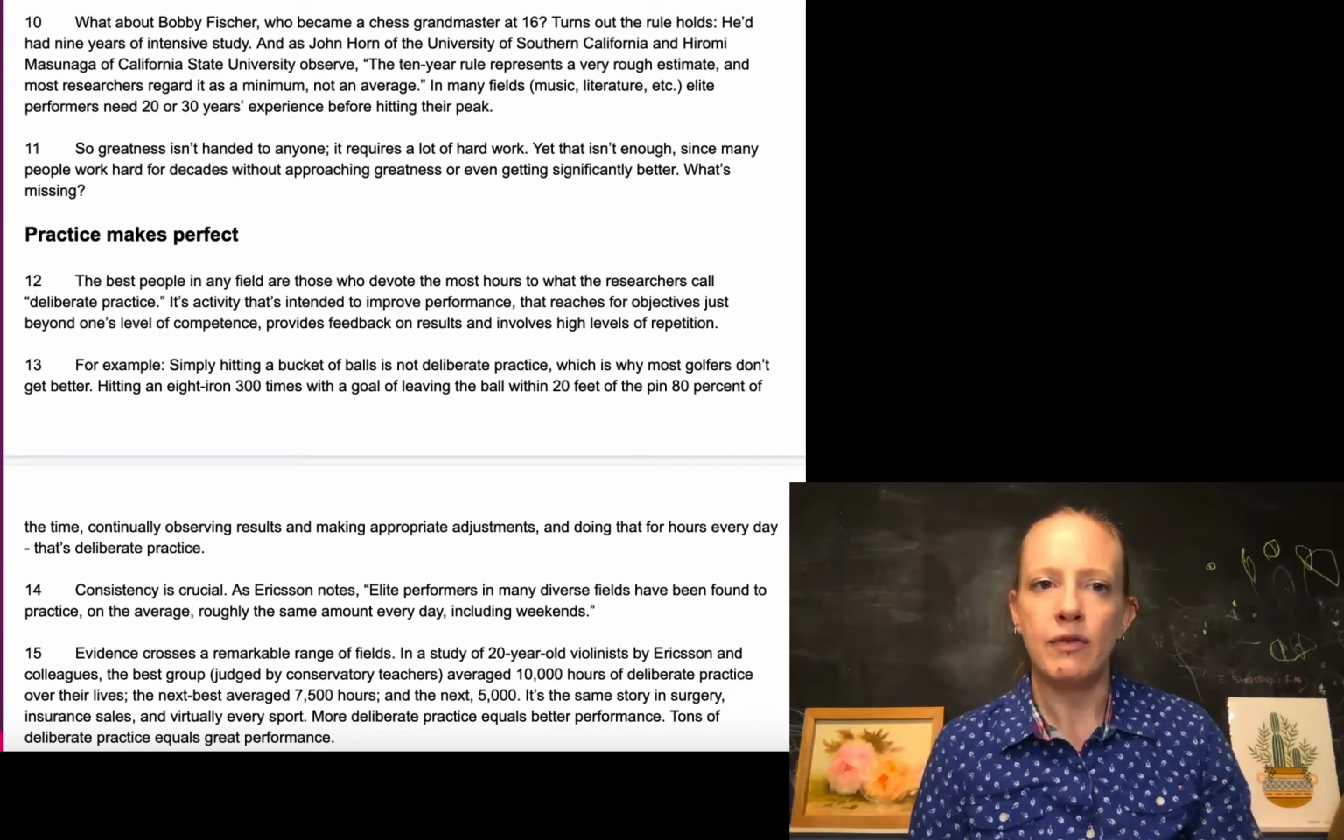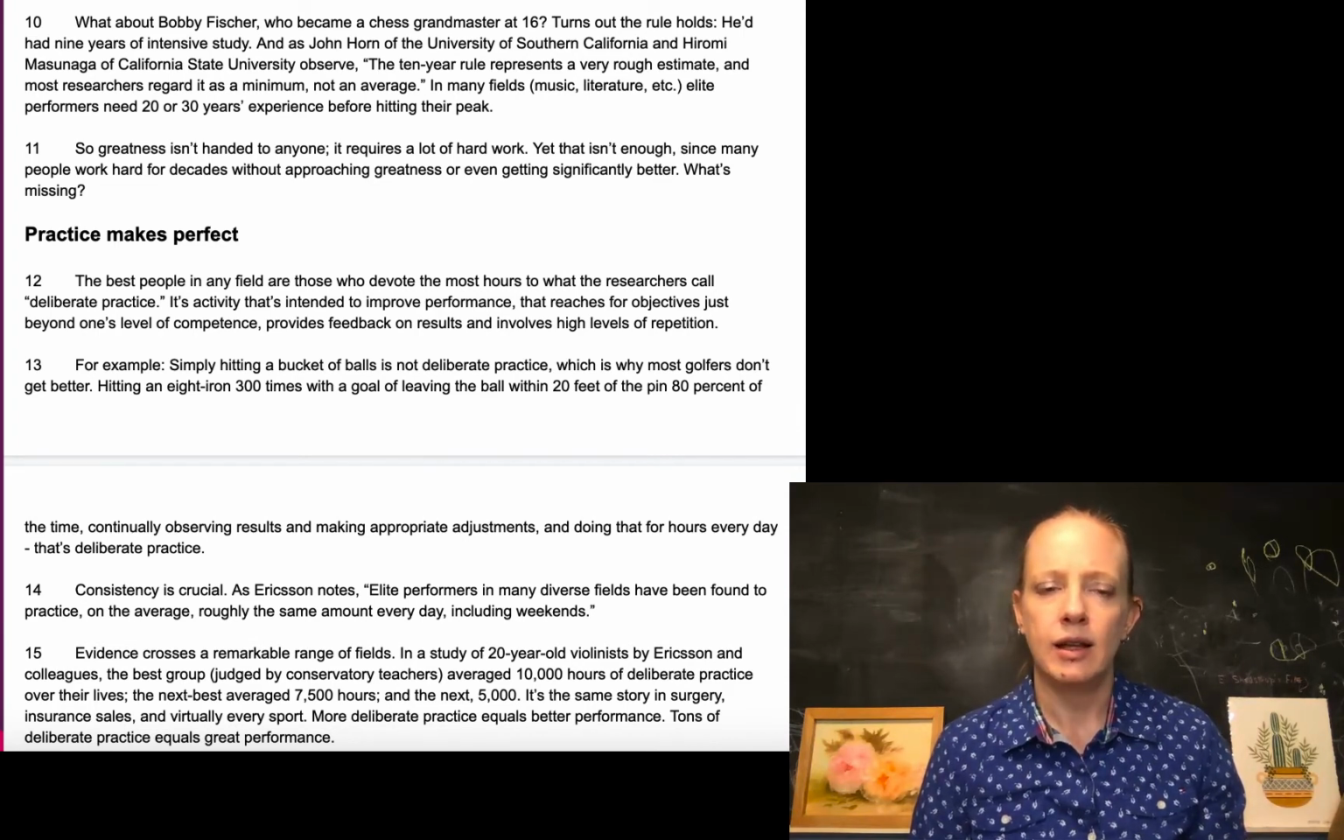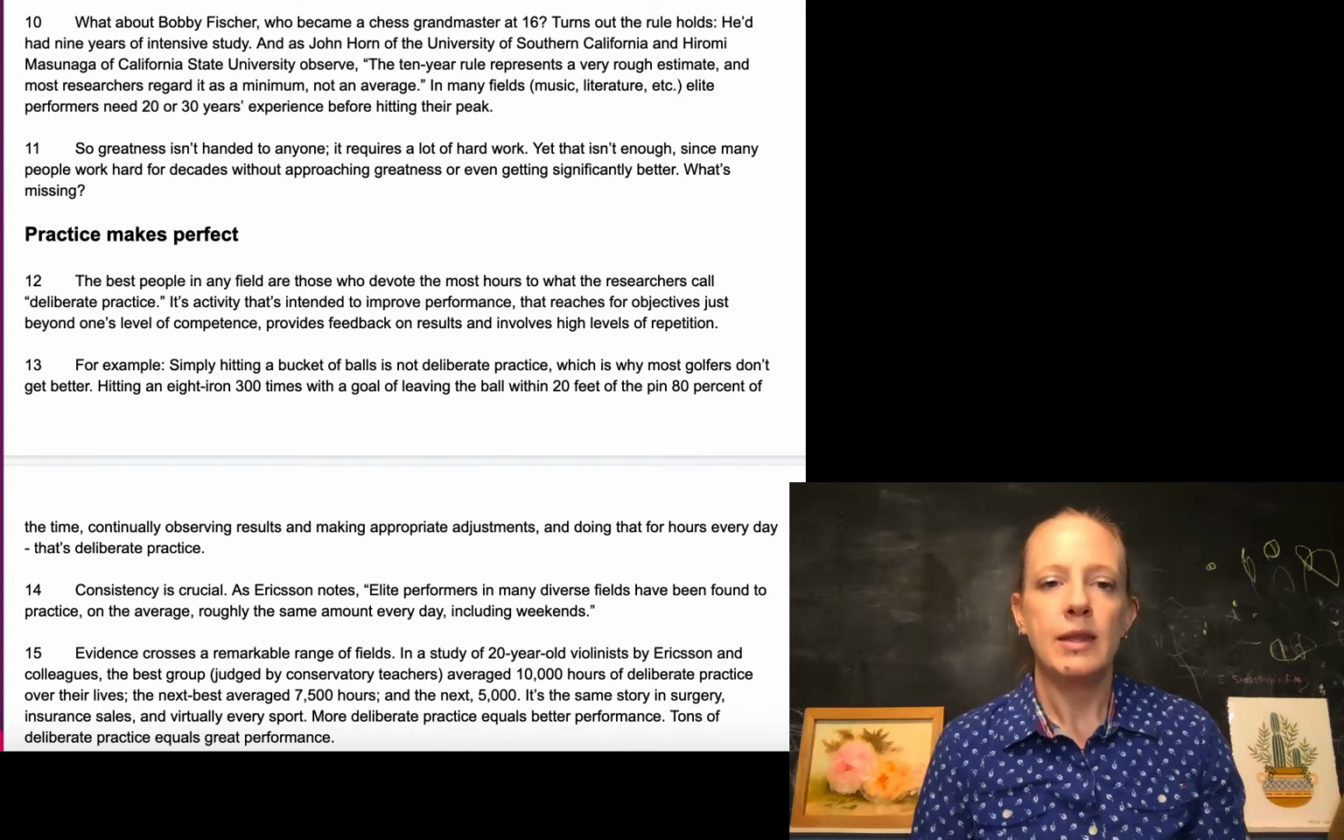Yet that isn't enough, since many people work hard for decades without approaching greatness, or even getting significantly better. What's missing? Practice makes perfect. The best people in any field are those who devote the most hours to what the researchers call deliberate practice. It's an activity that's intended to improve performance, that reaches for objectives just beyond one's level of competence, provides feedback on results, and involves high levels of repetition. For example, simply hitting a bucket of balls is not deliberate practice, which is why most golfers don't get better.